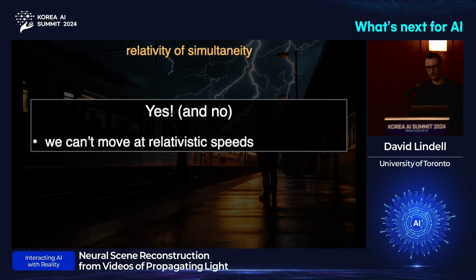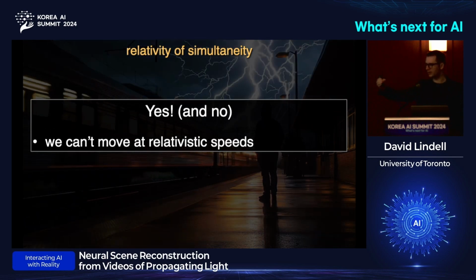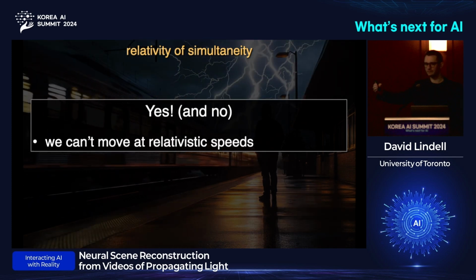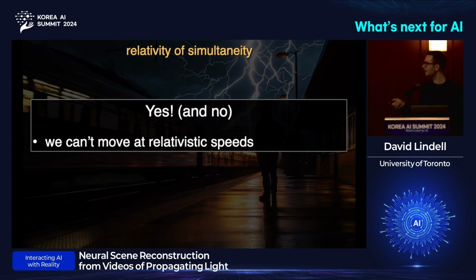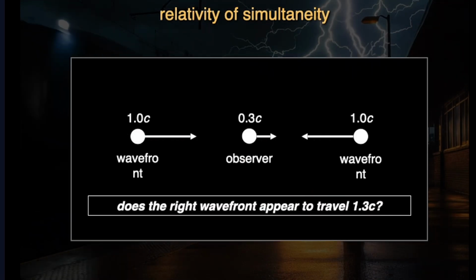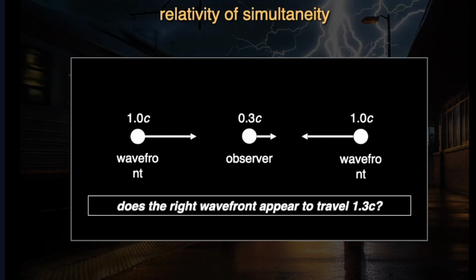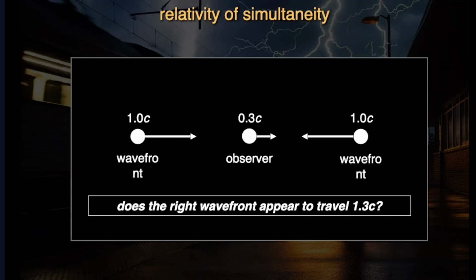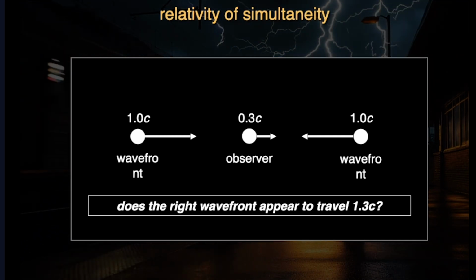In fact, if you have an observer that's traveling towards a wavefront of light, you might think that the light would appear to be closing to this observer at greater than the speed of light, at maybe the sum of the velocities, at 1.3 times the speed of light.